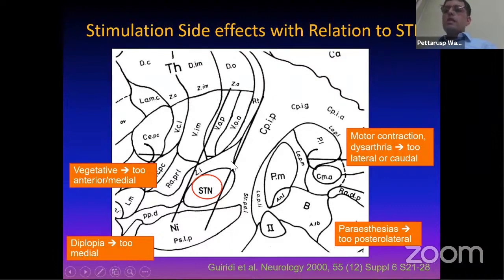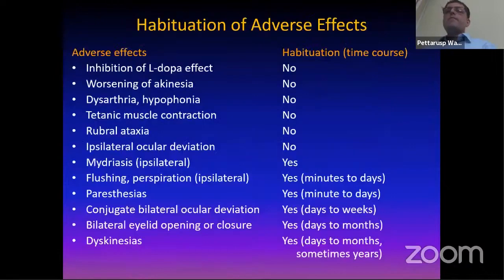Now, the target, as mentioned, is the STN. If you're too lateral, this is what you're going to get. If you're too medial, this is what you're going to get. And this is your substantia nigra. This is the pyramidal tracts. So that's how your side effects will depend on where your electrodes are placed.